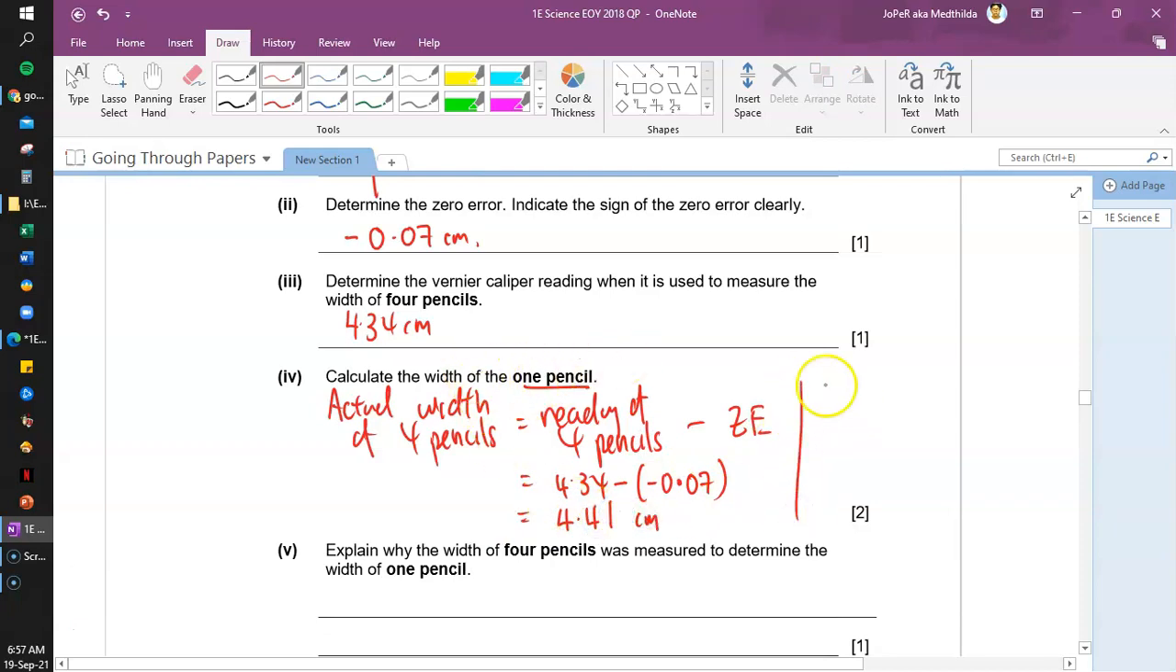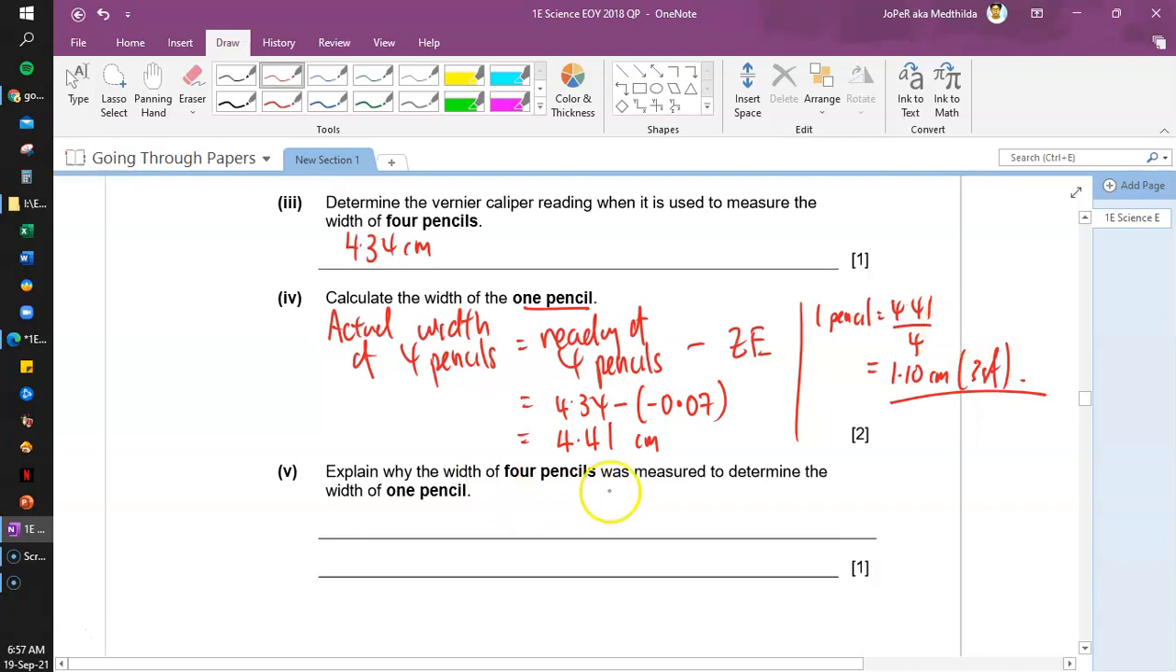Because I only want one pencil, one pencil is equal to 4.41 divided by 4. The final answer, take note, always round off to 2 or 3 significant figures. I'm going to round off to 3 significant figures over here. So I'm going to get 1.10 cm, 3 SF. Okay, so this is the answer for part 4.